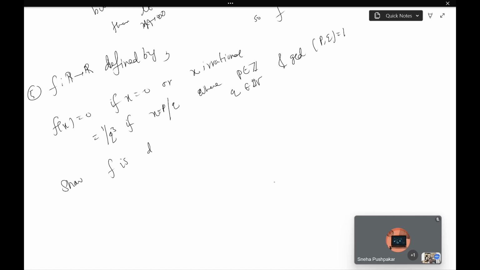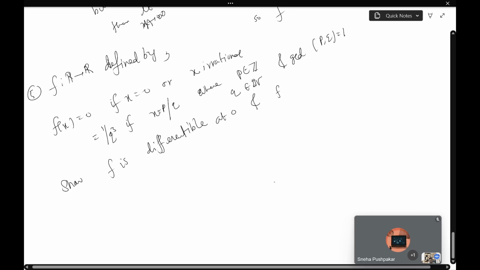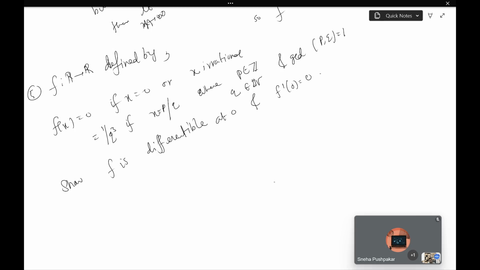Show that f is differentiable at 0 and f dash 0 is equal to 0. So please write: f from R to R is defined by f(x) equal to 0 if x is irrational or 0, and 1 by q cube if x is rational. Show that f is differentiable at 0 and the value of the derivative at 0 is 0 itself. So let's try.